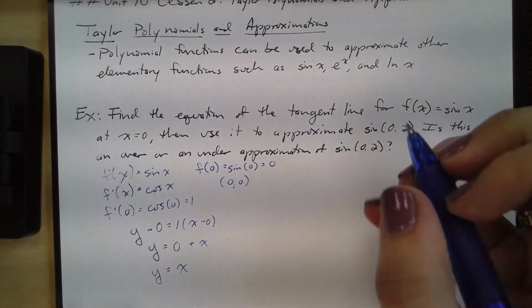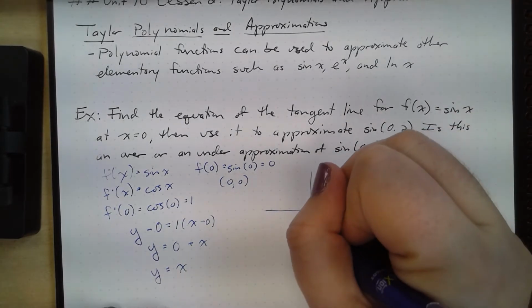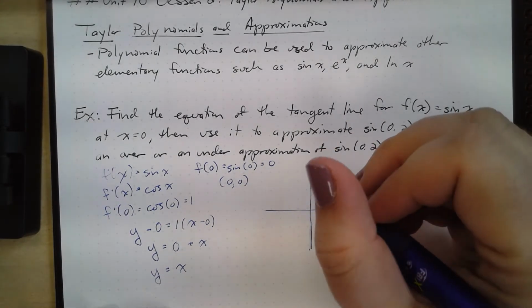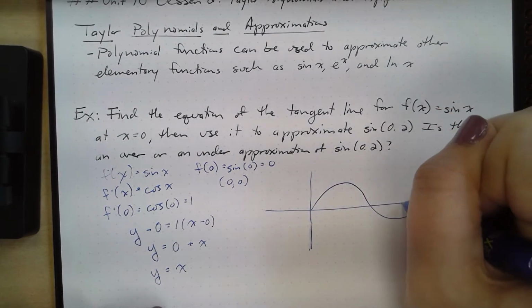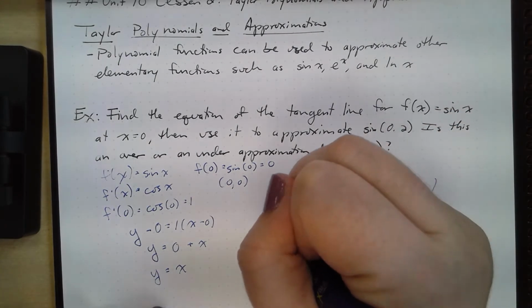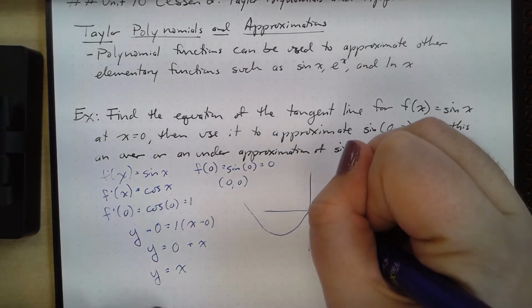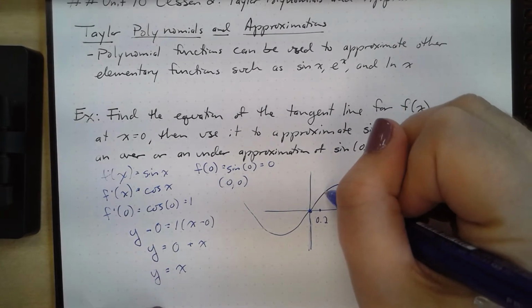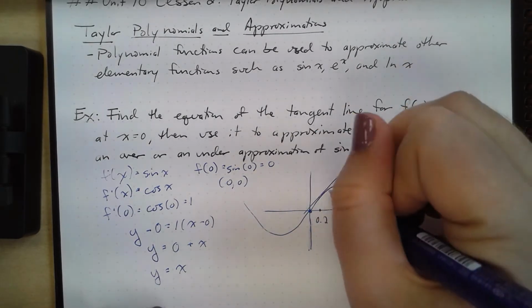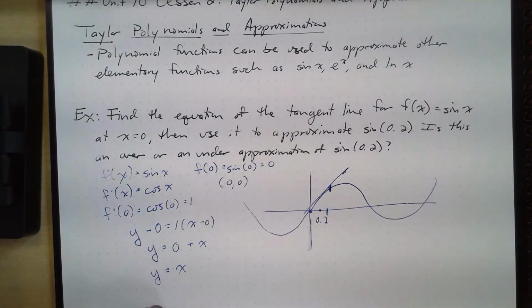But let's do a graph here. So if we graph this, oops, I smudged it as I was doing that. If I graph sine of x, I get something like this, right? And here's sine of 0, but here would be like 0.2, right? And if I want to draw a tangent line there, it's hard to see, but I'm going to have a little bit of error there, right?